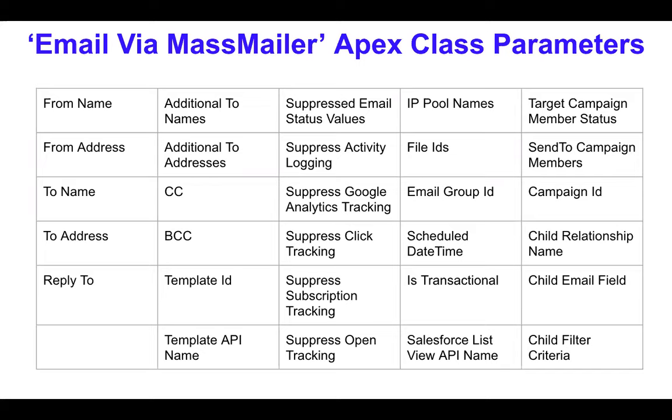You can also provide the list view API name or the MassMailer list view API. So either one of them. And if you're sending it to campaign, these fields are necessary, such as target campaign member status to send to campaign members, campaign ID. And if you're sending it to the child object, then child relationship name, child email field, and child filter criteria is mandatory.